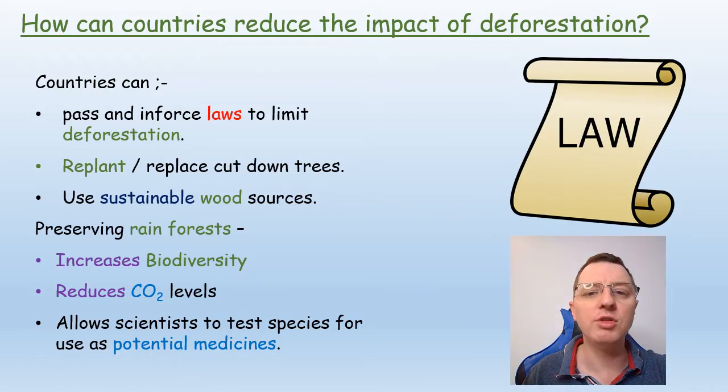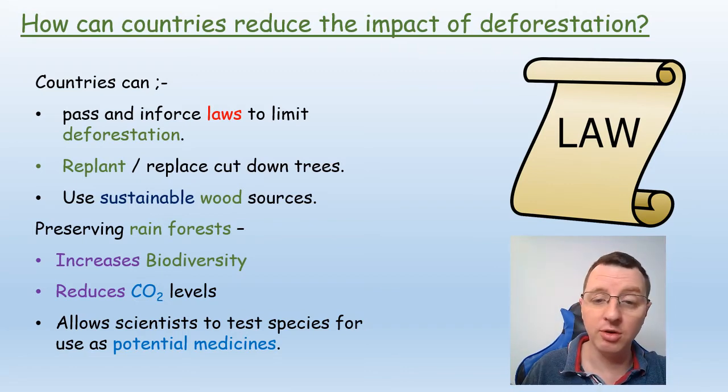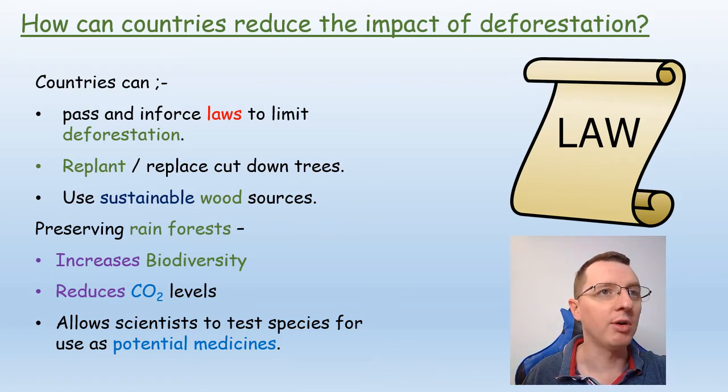How can countries reduce the impact of deforestation? Well, countries can pass and enforce laws to limit deforestation. Many countries will pass laws, but their enforcement is very weak, so the deforestation continues. Countries can try and replant and replace any trees that have been cut down. And you as a consumer can try and use sustainable wood sources from areas where forests are replenished, so that the wood that is cut down can be used and new trees are replanted so that that wood can grow again.